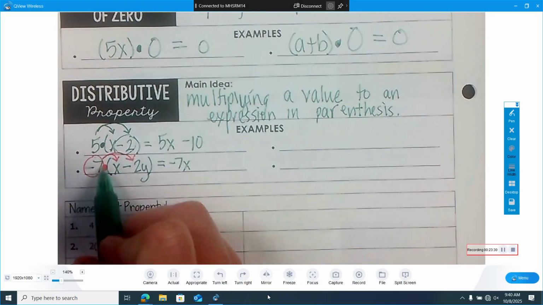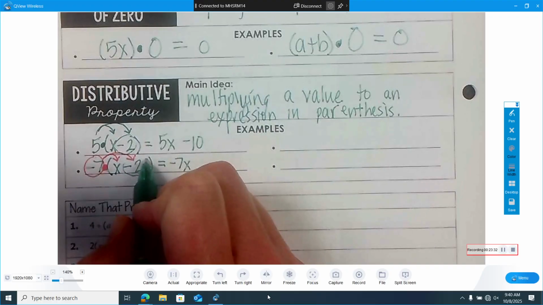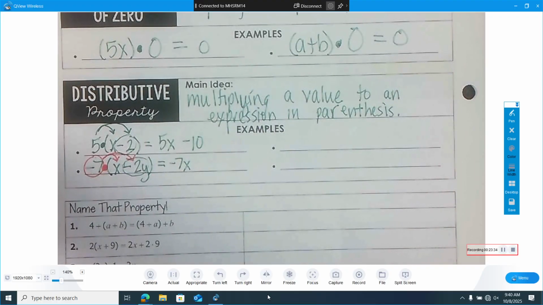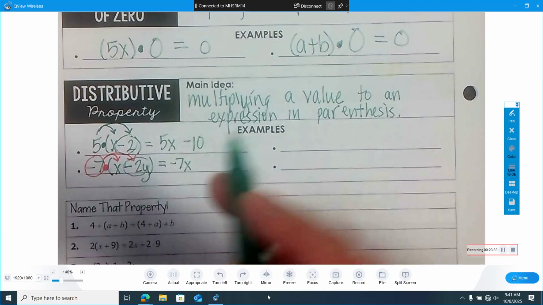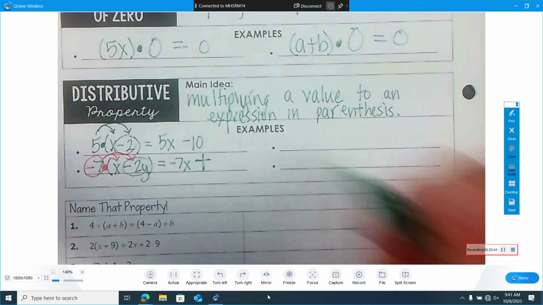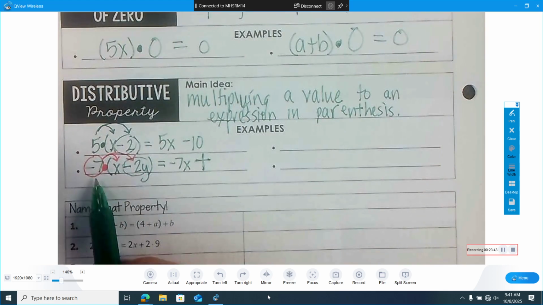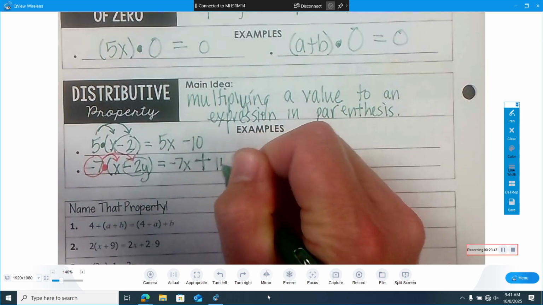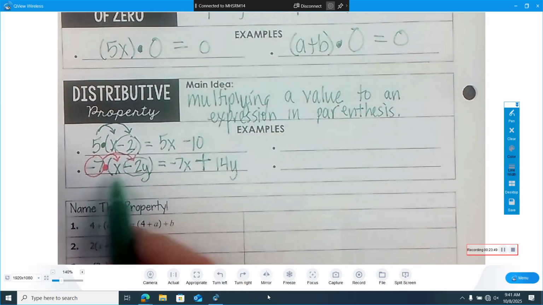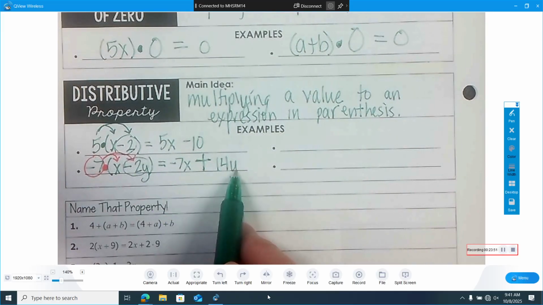And now we have negative 7 times negative 2y. Yeah, negative times negative is going to give me positive. So change the sign, life will go a lot easier. And then 7 times 2y becomes 14y's. We can multiply the numbers together. 7 times 2 is 14 with a y.